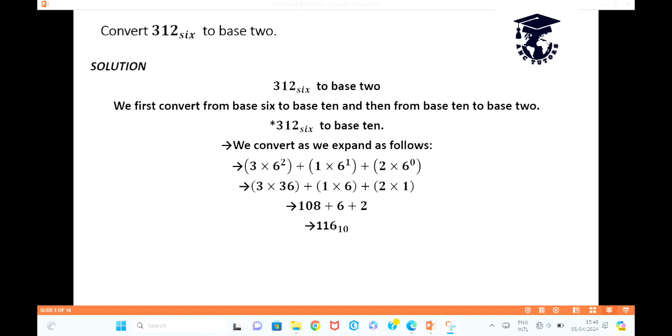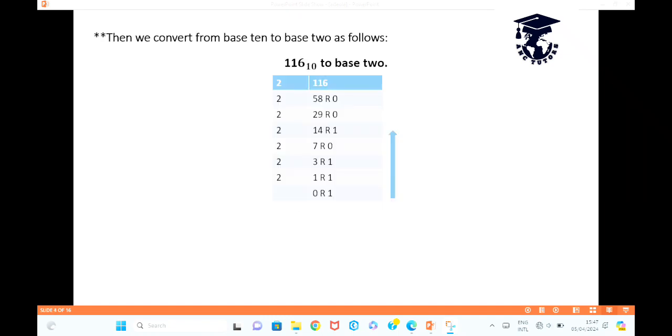So this number in base 10 will now be converted to base 2 by using the method that we've been using. So we draw a table of 2 columns and as many rows as we are going to need. So the base 10 number is 116. We write that on the right hand side of the table, and the base we have to convert to is base 2, and that is written on the left hand side of the table. And we start to divide.